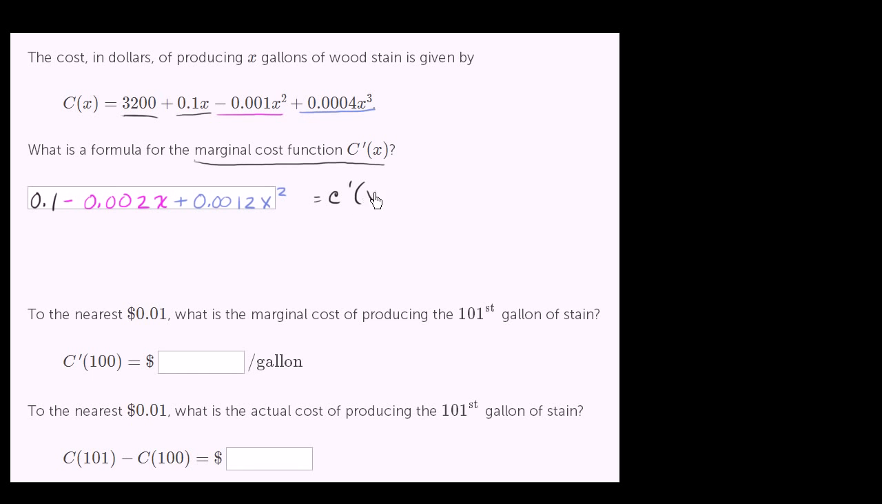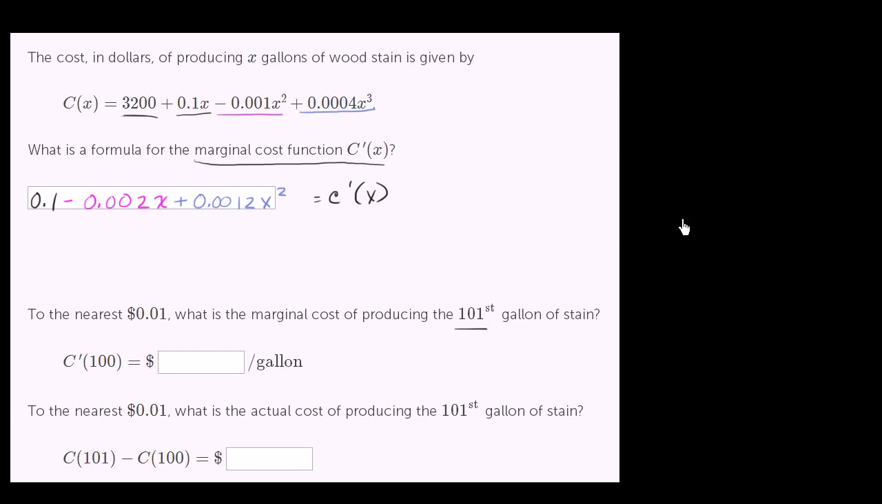C prime of x. To the nearest penny, what is the marginal cost of producing the 101st gallon of stain? So they say C prime of 100 is equal to blank dollars per gallon. So what do they want us to do here? Well, what they really want us to do is approximate what the incremental cost of the next gallon is going to be using the marginal cost function.